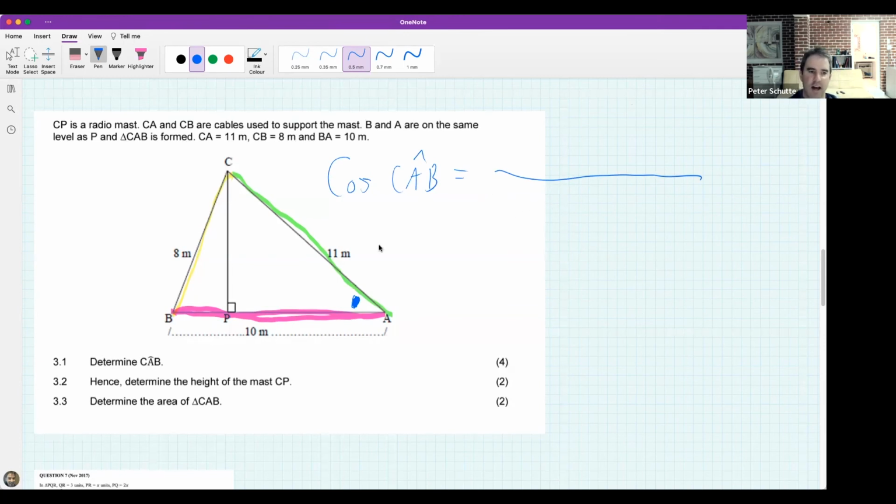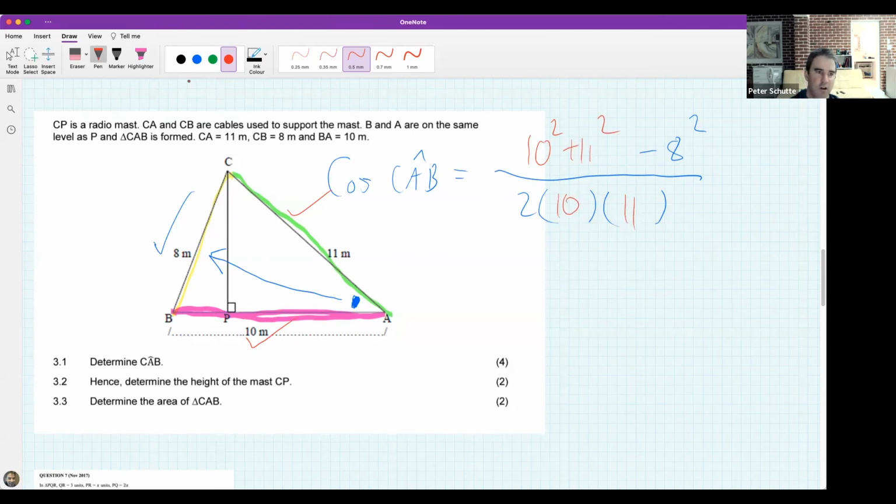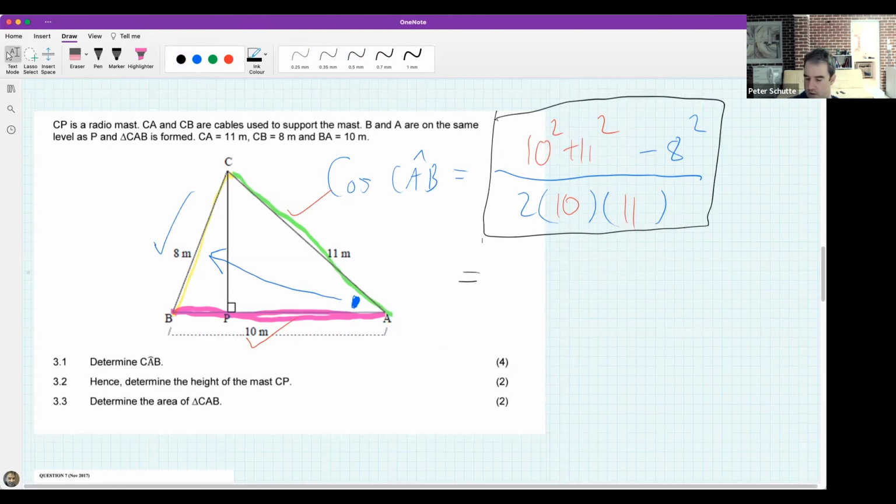Like I always say to students, look at the side that's opposite the angle you want. And you write that. And then the rest of it is just going to be using the other sides that you haven't used. So you've used 8, it was the -1. What are the 2 that are left? It's just these 2. So you go 10 squared plus 11 squared, and that's 10 times 11. Now, what is the angle going to be? Remembering that you need to go shift cos of this whole value, or inverse cos of this whole value.